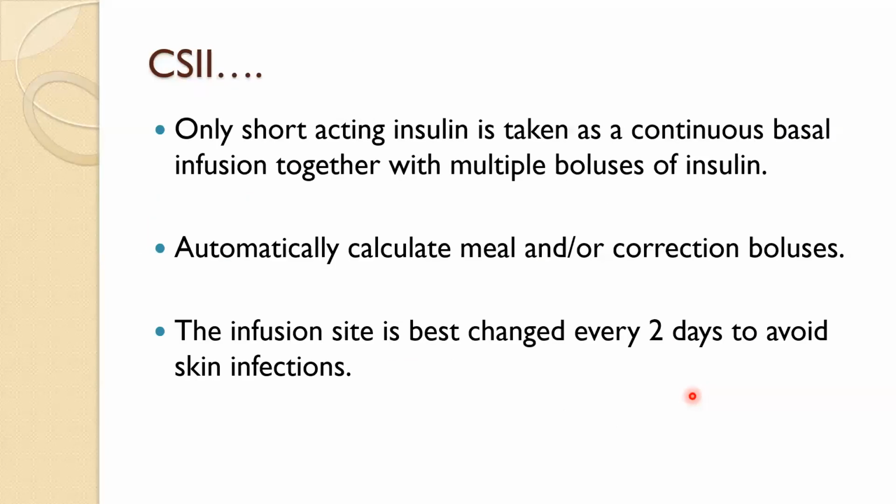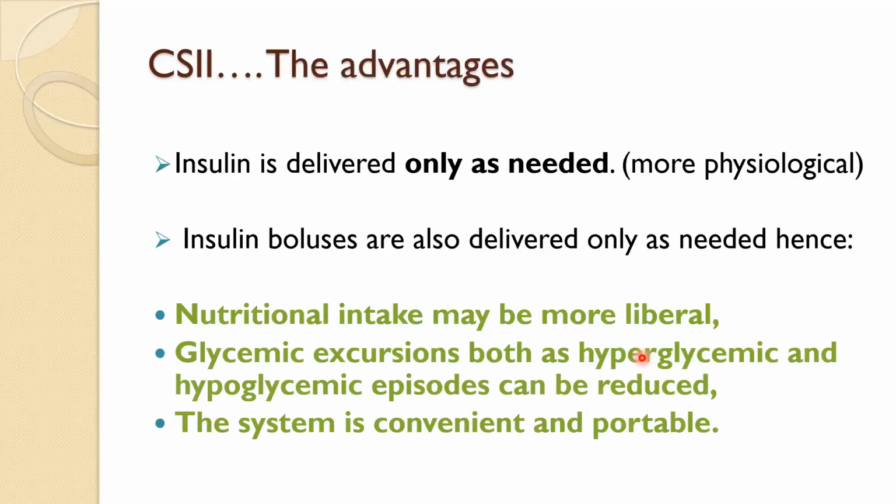With insulin pumps, we usually use rapid-acting insulin taken as a continuous basal infusion together with multiple boluses of the same insulin, and it automatically calculates the meal and correction boluses. The infusion site needs to be changed every 2 days to avoid skin infections. What are the advantages of the insulin pump? Insulin is delivered only as needed, and hence nutritional intake may be liberal. The glycemic excursions, both hyperglycemic and hypoglycemic episodes, can be reduced, and the system is convenient and portable. So it gives parents and caregivers peace of mind.